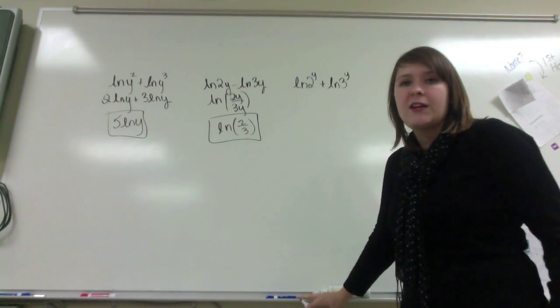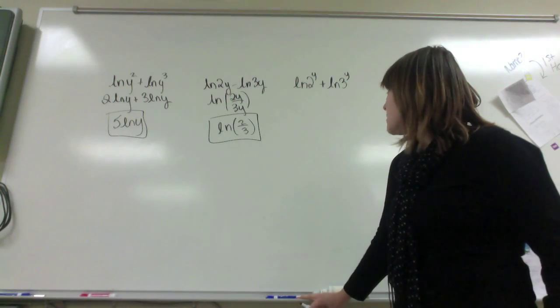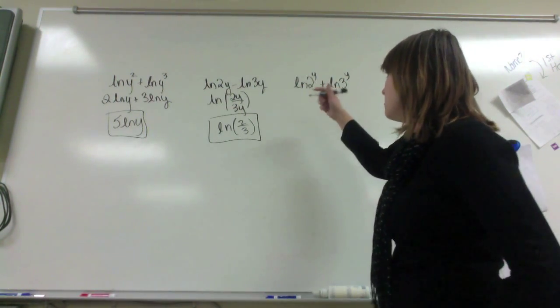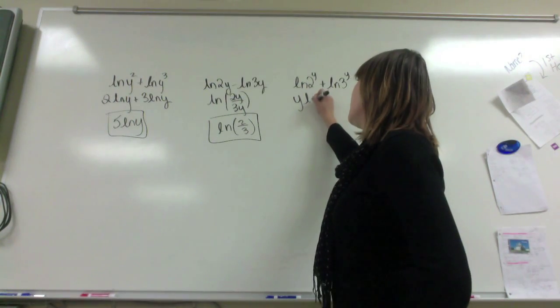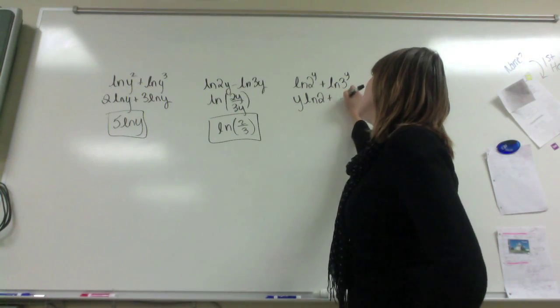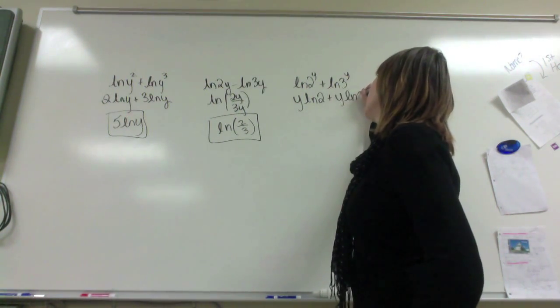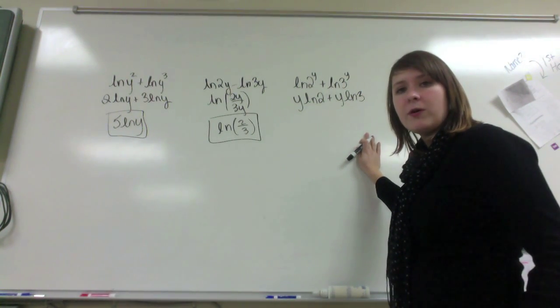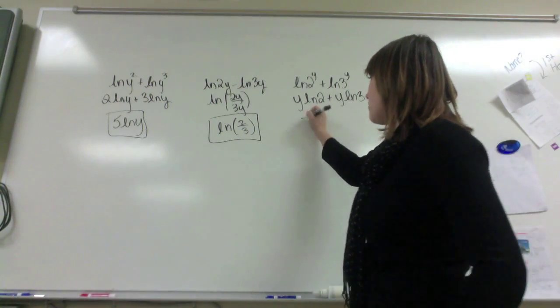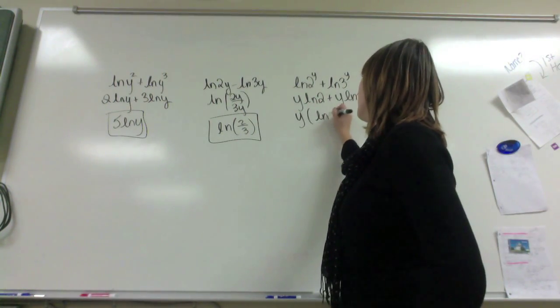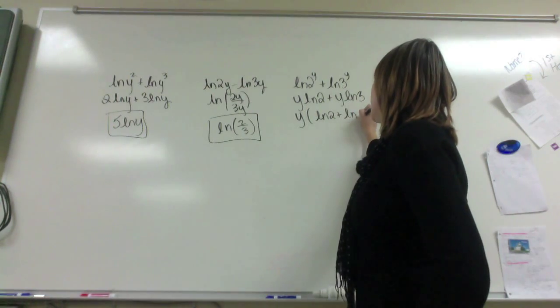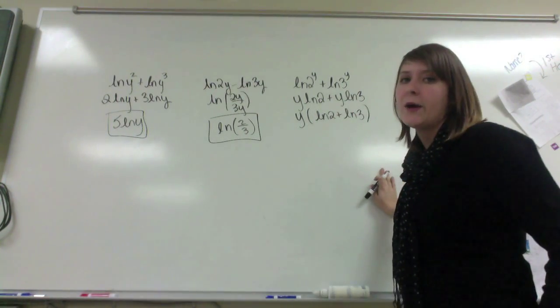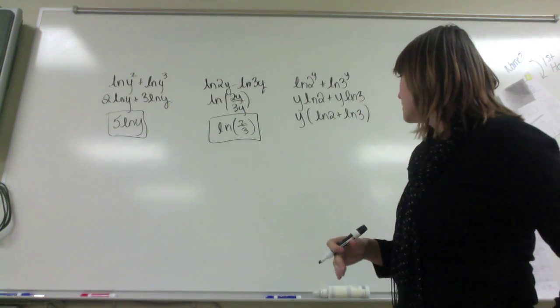Okay, again, these are not like terms. So the first thing I'm going to do is worry about those powers. I'm going to move those powers down to the front. So I'll have y times the natural log of 2 plus y times the natural log of 3. Then I notice that I've got a y on both of those, so I'm going to pull a y out to the front. So essentially what I'm doing is factoring that y out, taking the y out of both terms.